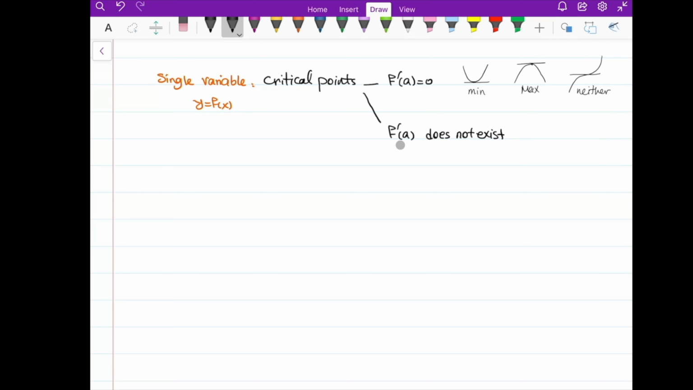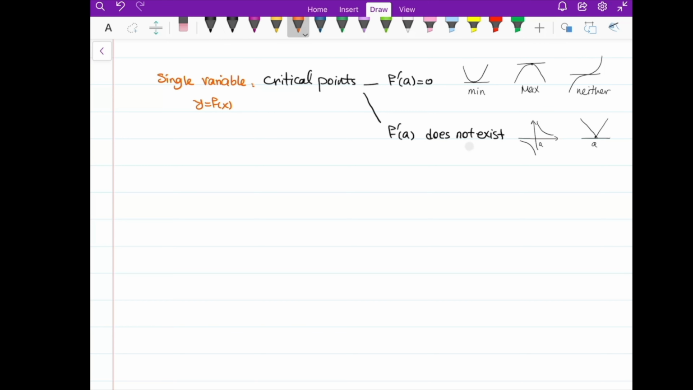And when the derivative does not exist at the point, we might get a situation like this. And as you see, the derivative does not exist because the function is not even continuous. And here we have a wedge, which means that the derivative at the point A does not exist.